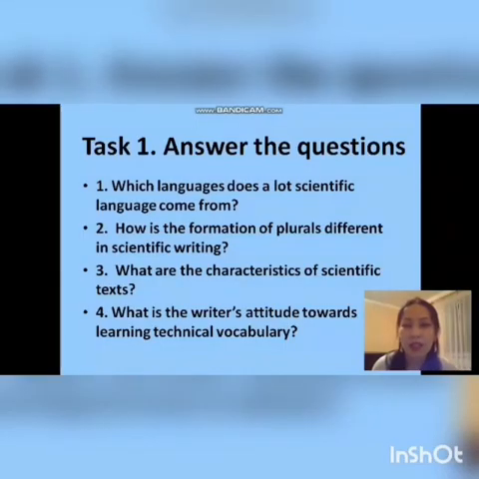Yes, my dear students, you must never give up if you want to know scientific language and if you want to speak in scientific language. Okay, let's practice by doing these tasks.